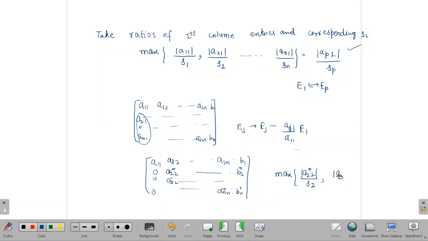Okay, A32 star divide by S3, and so on up to AN2 star divide by SN. Suppose you are getting AQ2 by SQ as the largest element, the largest ratio. Then you replace E2 with EQ. One thing more: if you are interchanging the first row with the pth row, your scale factor will also change. Your scale factor will also be interchanged. S1 will be interchanged with SP.